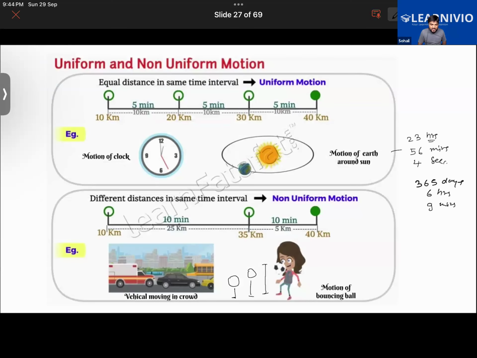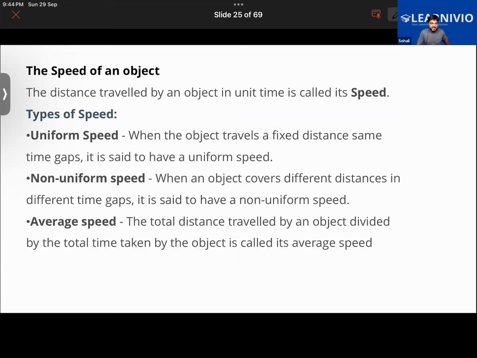Now, further, if someone asks you, let us say that you went on a journey. You would be driving the vehicle at different speeds at different places. So if someone were to ask you, what was the average speed at which you were driving the vehicle? Average speed basically means what was the average speed of the vehicle while covering that distance. The average speed is calculated by dividing the total distance traveled by an object by the total time it must have taken to cover that distance.